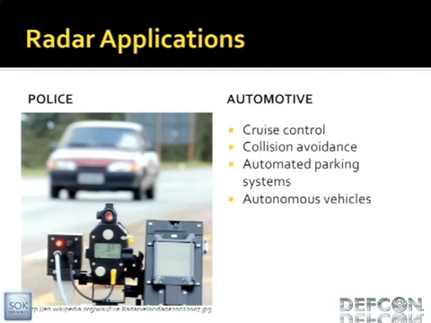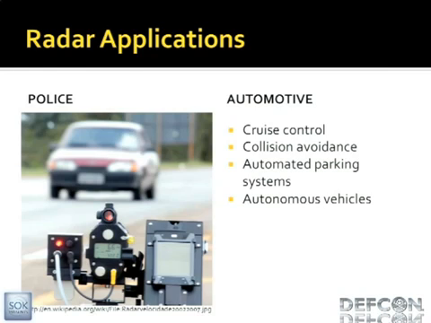Another thing is police applications. They use speed guns to give you tickets, and that sucks. But it's a lot of uses. On the automotive side, there's actually a lot more of this stuff. Anytime you want to track things that are close by, there's radar systems there. Also LiDAR to some extent, which is pretty similar.